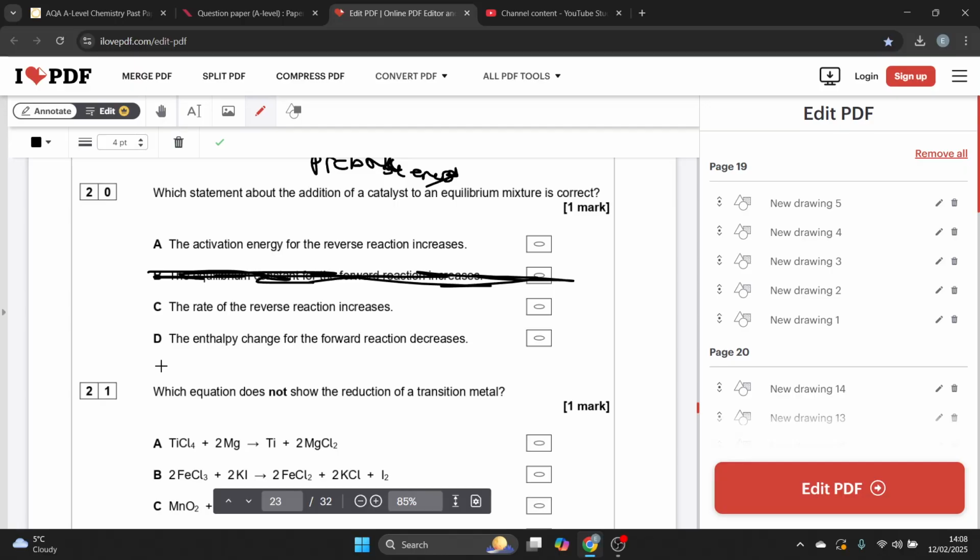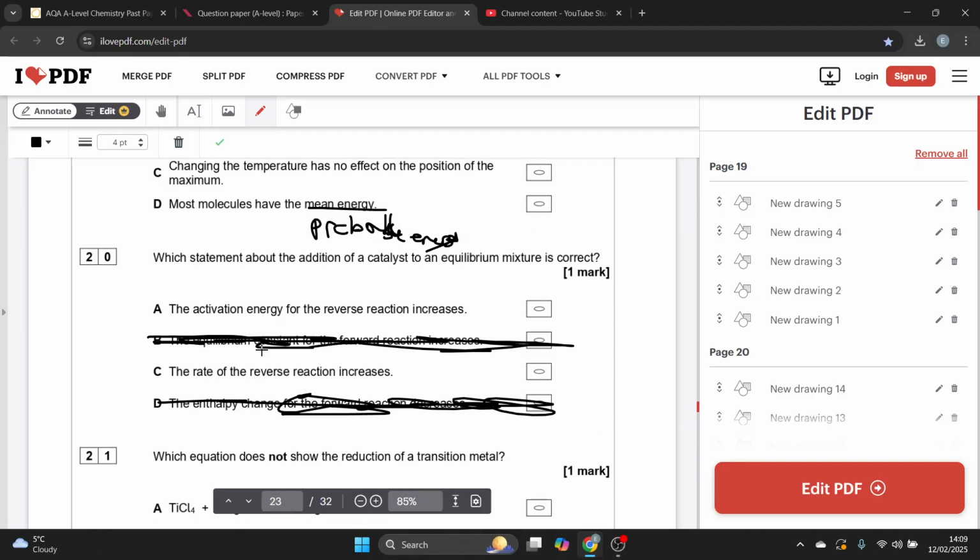No, because what is Hess's law of cycle about? Total enthalpy doesn't matter which route is taken. Enthalpy change is independent of the route taken. It won't decrease.